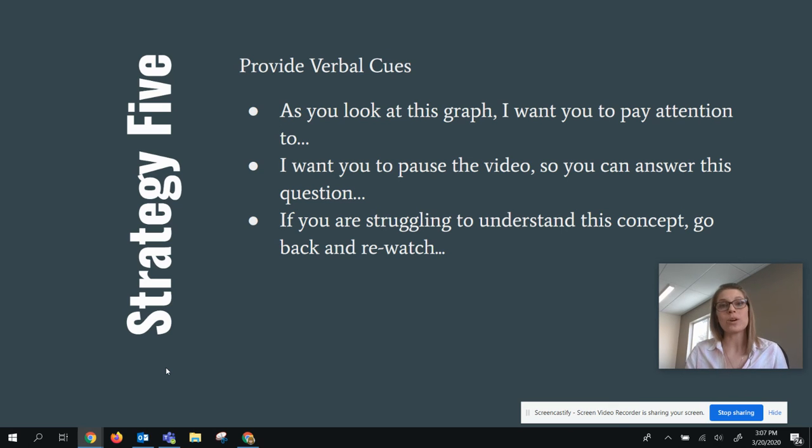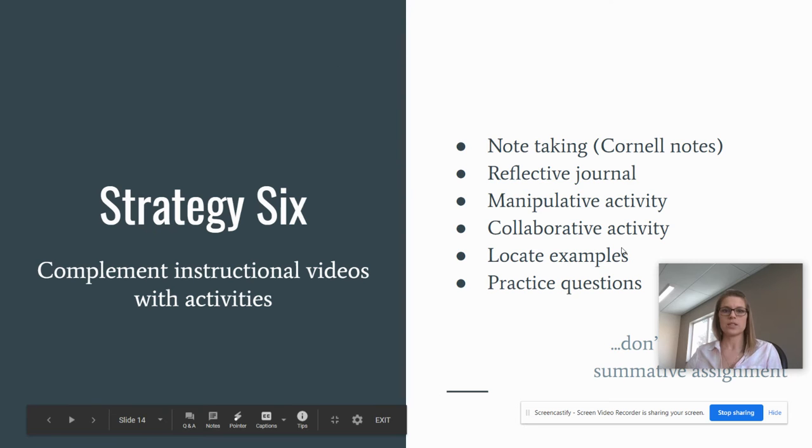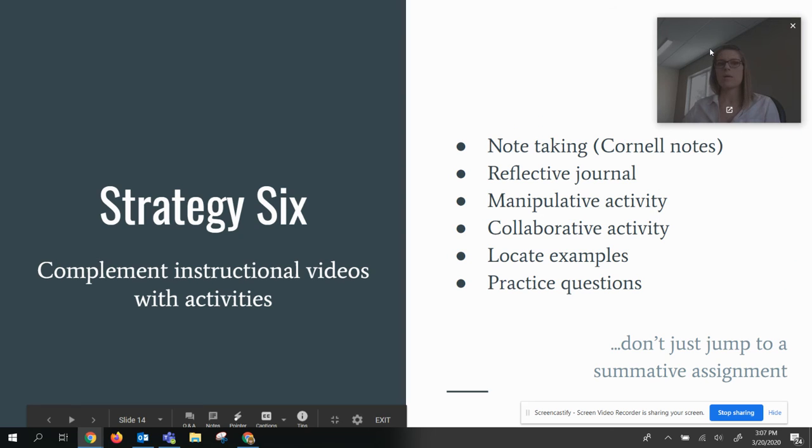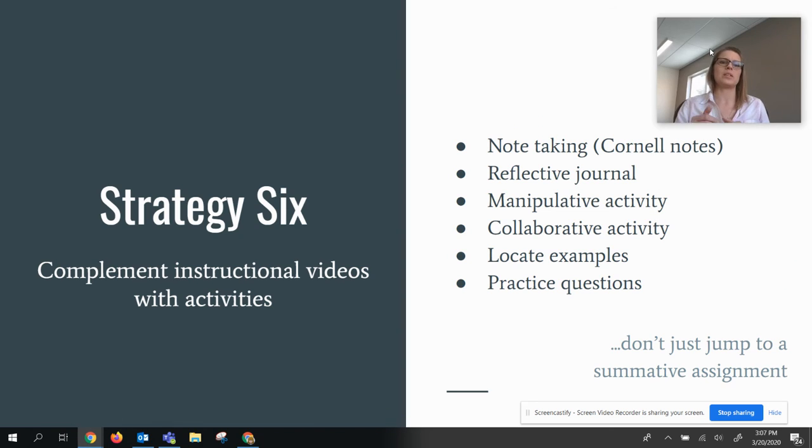And it's all the more important here because they are navigating this more independently than they would have in the past. All right, strategy number 6 is please be sure that you're complementing your instructional videos with activities. In other words, remember in class, you didn't just say to them, here's your information, now here's the assessment. You gave them multiple, and continue to give them multiple ways to interact with this before any sort of summative assessment is required.